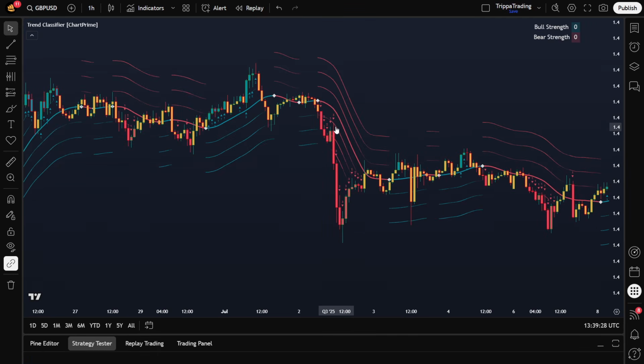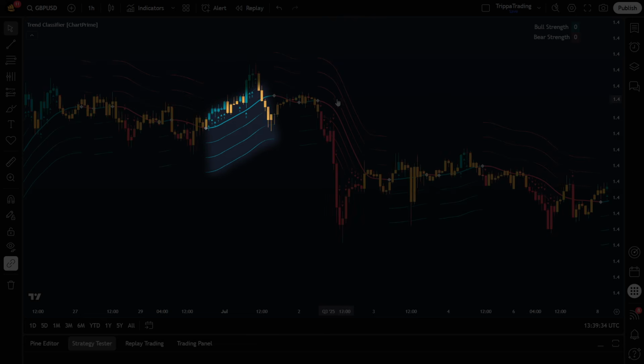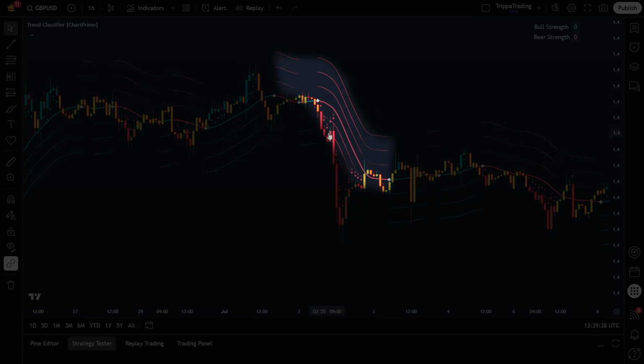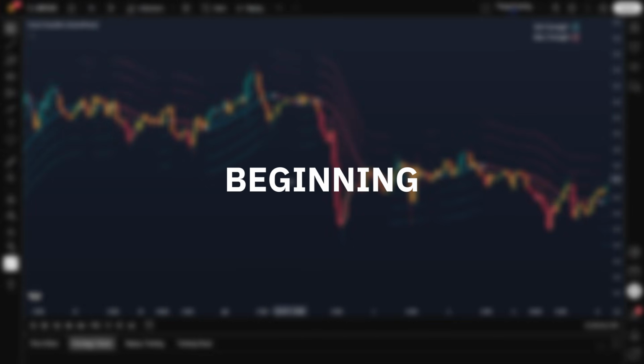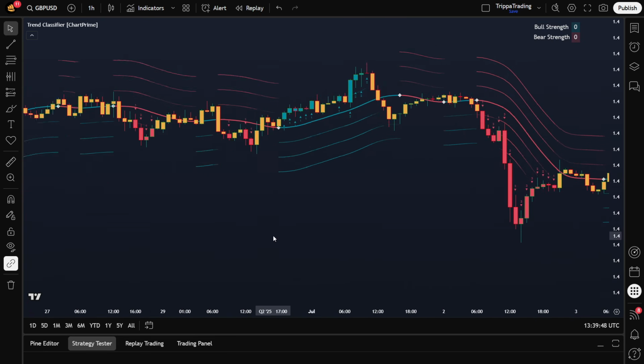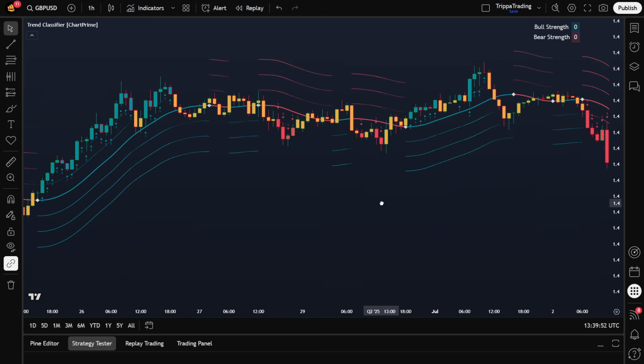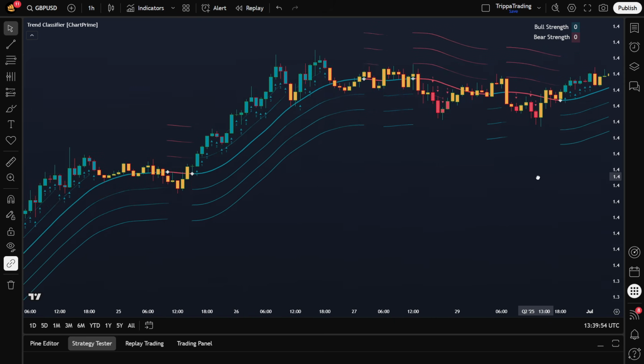So what exactly are you looking at here? At first glance, you'll notice these colorful trend bands wrapping around price. When the bands are blue, that means we're in an uptrend. When they turn red, that means we're in a downtrend. But that's just the beginning. The real power of this tool is in how it breaks trends down into different phases, so you can understand not just direction, but how much force is behind the move.